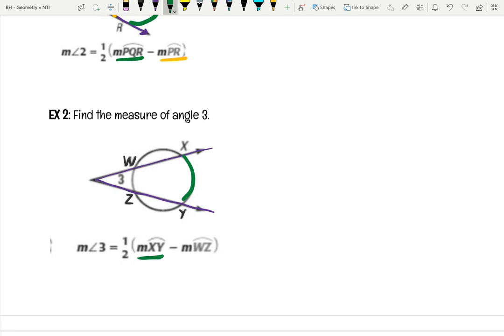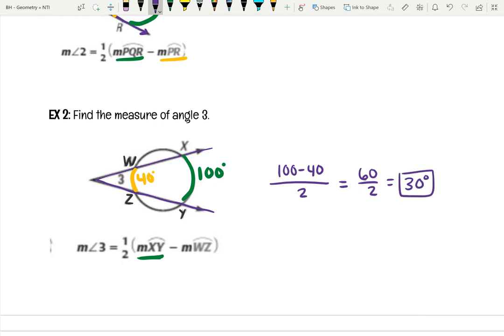Let's go back to this. The measure of XY minus the measure of YZ, and then you'll take half of that. So same idea. So let's give you some numbers. Let's say arc XY is 100 degrees. Let's say WZ is 40 degrees. So to find angle 3, you would do 100 minus 40, take half of that or divide by 2. And I did not mean to make this one be the same answer as the last one, but that's okay.